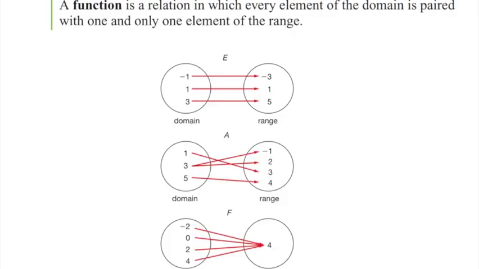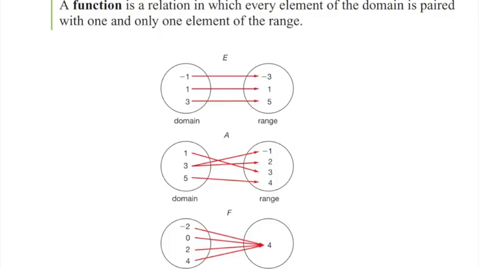Function. So a relation is any set of ordered pairs. It doesn't matter. Any two things paired up, that's a relation, all right? A function is more specific. It is a type of relation, so you're going to have sets of numbers, but every element of the domain is paired with one and only one element of the range. So it's a one-to-one relationship from the domain to the range, okay?